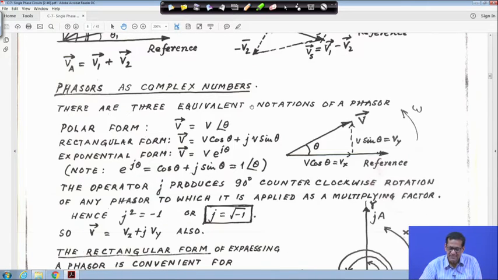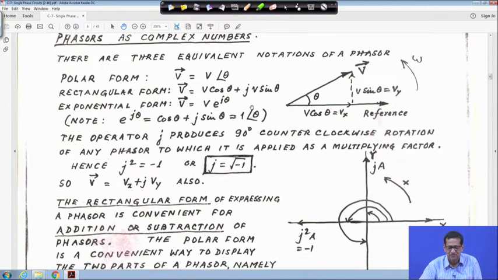Now, phasor as complex number. There are three equivalent notations of a phasor. You have studied complex numbers in your higher secondary mathematics. The first is the polar form. If you write V is equal to V angle theta, where V is the magnitude and theta is the angle, we can write V angle theta.